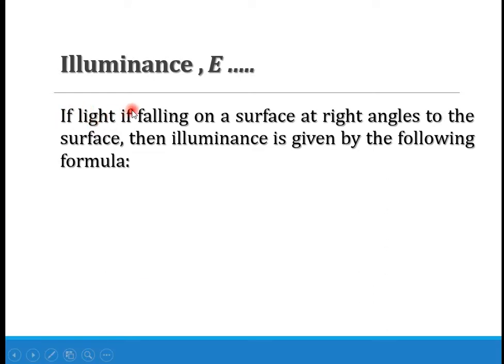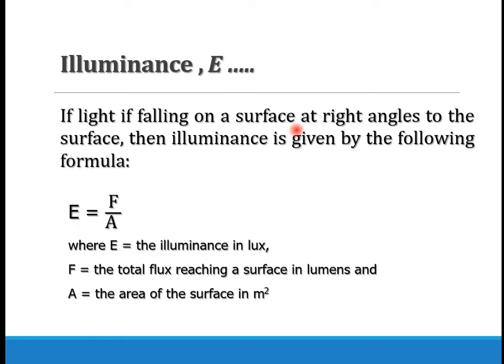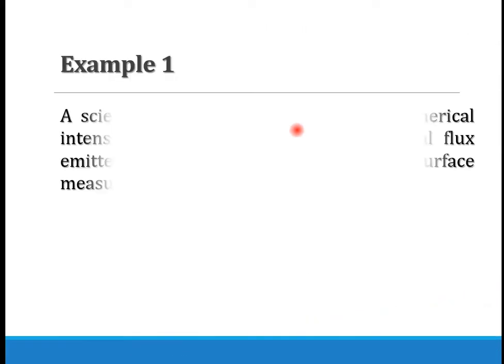So if light is falling on a surface at right angles to the surface, then the illuminance is given by the following formula: E is equal to F over A, where E is the illuminance in lux, F is the total flux reaching a surface in lumens, and A is the area of the surface in square meters. So the area of the surface is supposed to be in square meters.